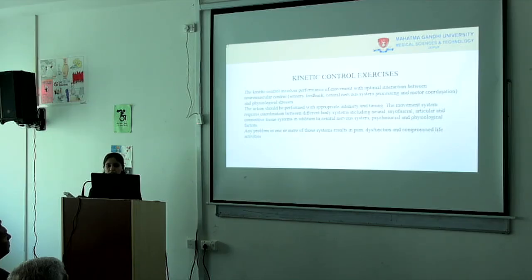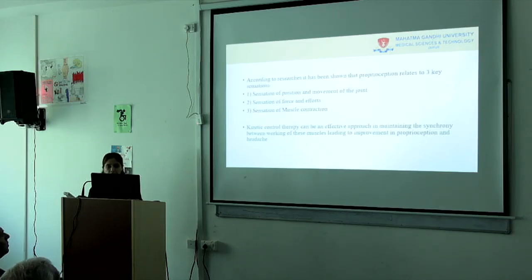The movement system requires coordination between different body systems, including the neural, myofascial, articular, connective tissue system, in addition to the central nervous system, psychological and physiological factors. Any problem in one or more of these systems will result in pain, dysfunction, and a compromised life activity. According to researchers, proprioception relates to three key sensations, that is sensation of position and movement of the joint, sensation of the force and efforts, and sensation of the motor contraction.